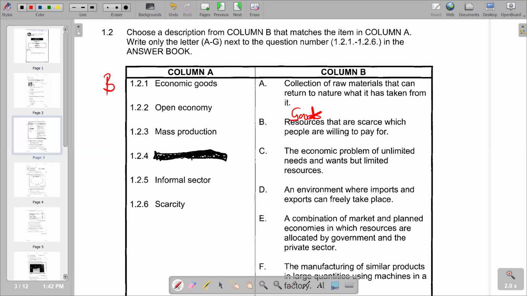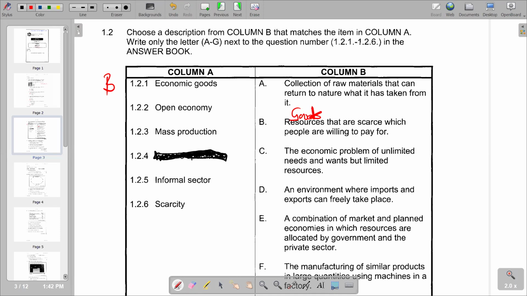For an open economy, obviously, that's an economy that engages in international trade, whereby it exchanges goods and services with other countries, or it interacts with other countries. Then we say it's an open economy. Remember, the opposite, we have a closed economy, whereby it does not engage in international trade. It only engages in internal trade, that is, within its economy. So basically, that's what we have.